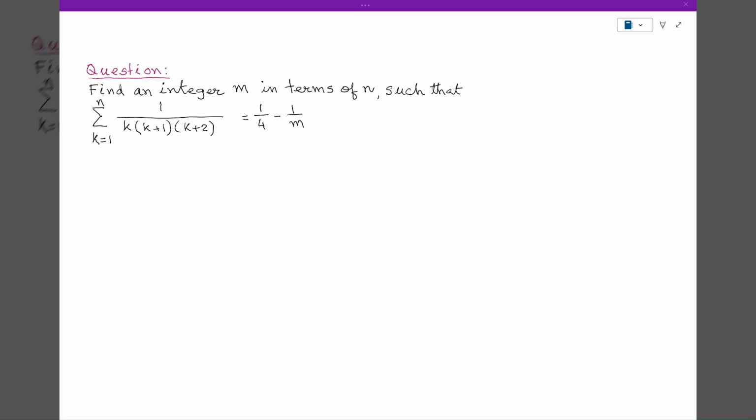Find an integer m in terms of n such that the summation of k varying from 1 to n, 1 divided by k multiplied by k plus 1 multiplied by k plus 2, is equal to 1 by 4 minus 1 by m.